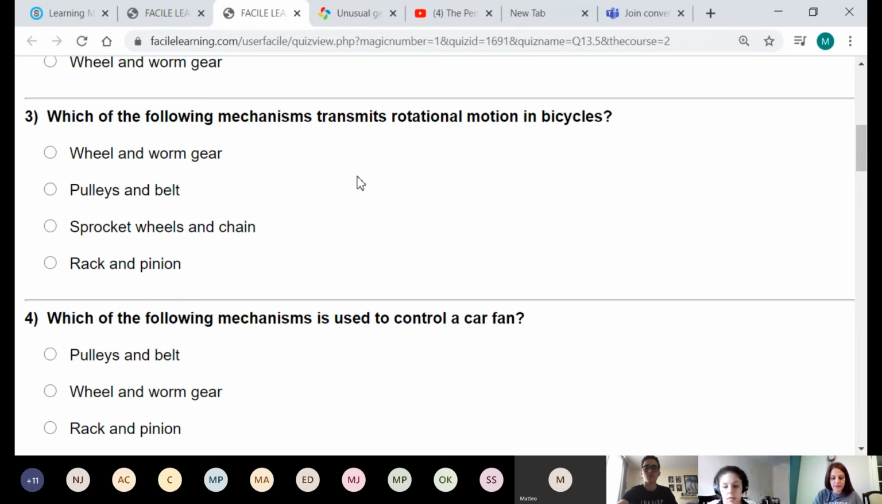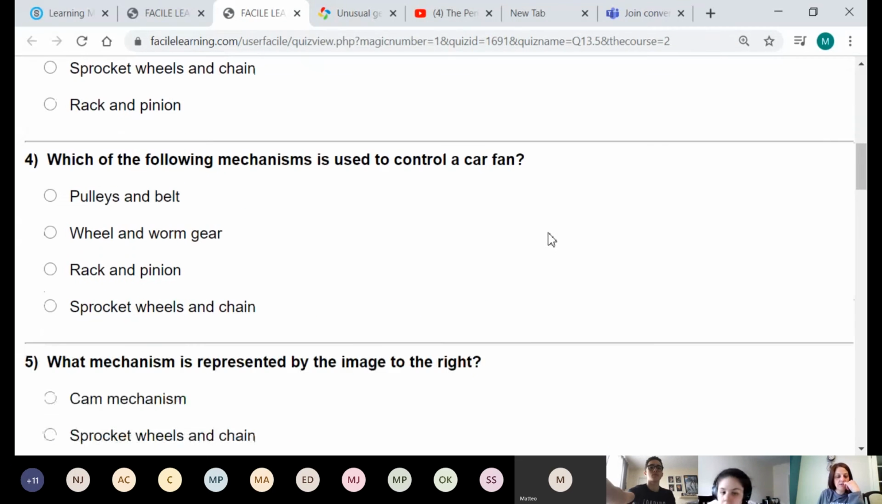Sprocket, wheel, and chain. Excellent. Yep. So now a question I'm going to ask you guys: a sprocket, wheel, and chain, is that a transformation or a transmission system? Again, is it transformation or transmission? Yes, transmission, because you're just doing a rotation from one gear to the next. Excellent.